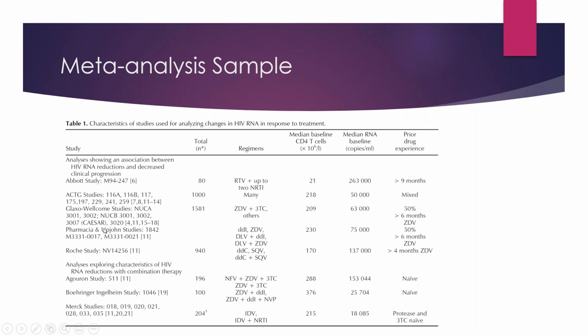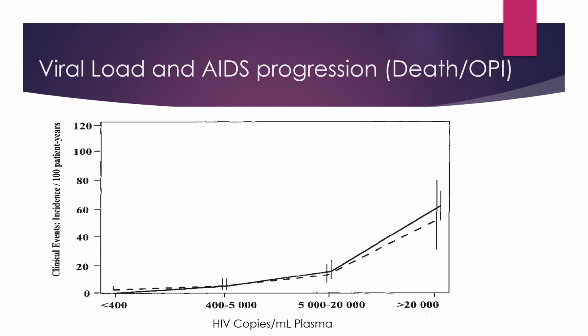And as you can see, this involved governmental organizations, many different companies, some of which no longer exist, Pharmacia and Upjohn, it's now part of Pfizer, and several different methods of measuring plasma RNA PCR.